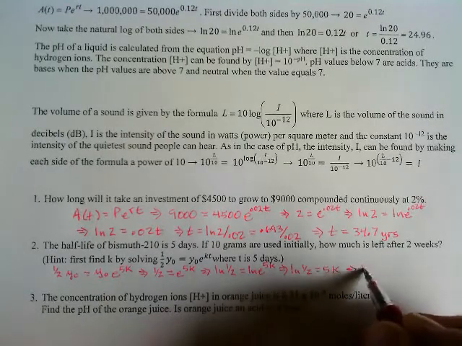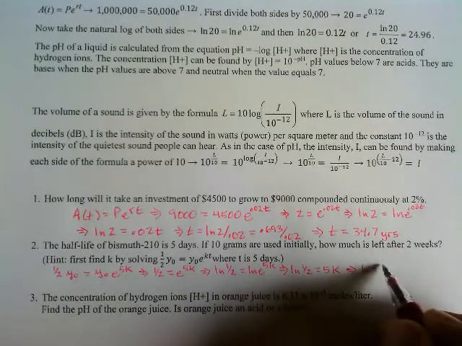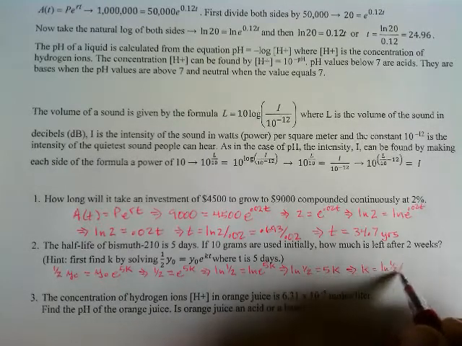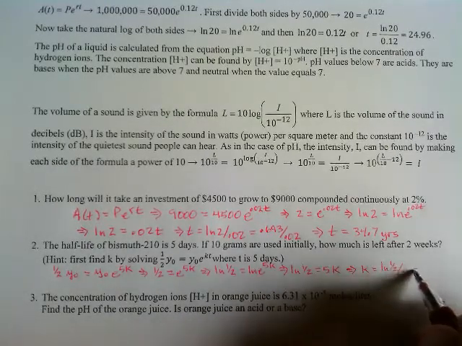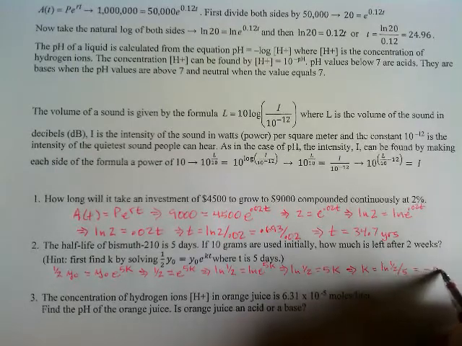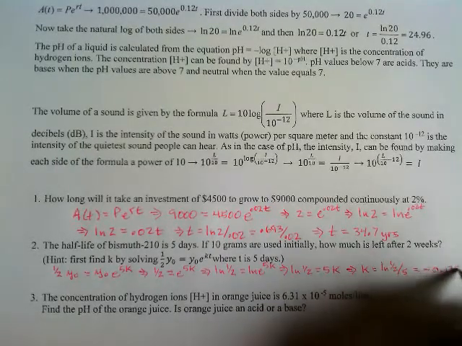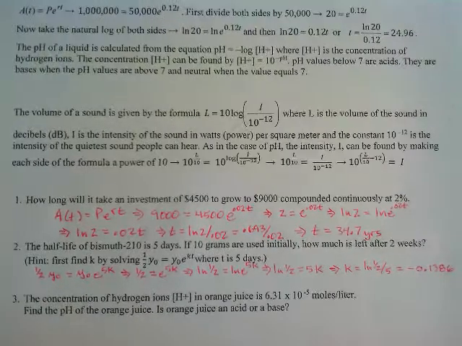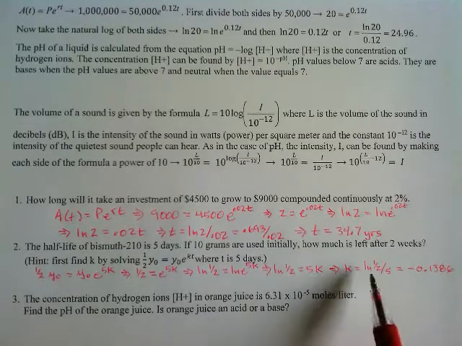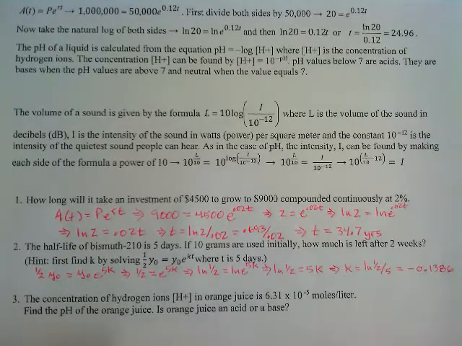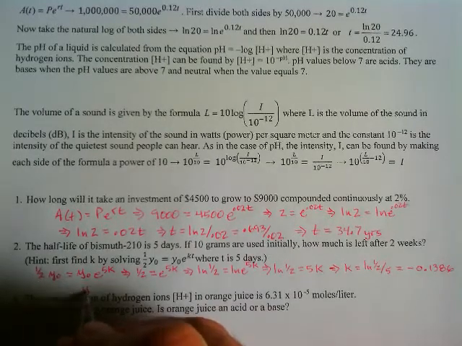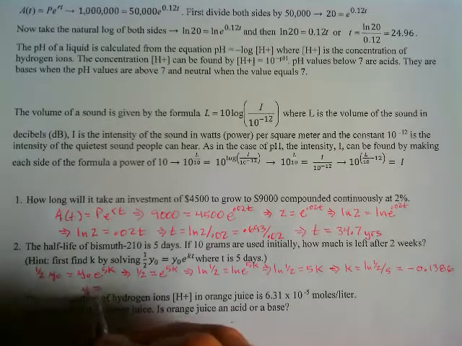And therefore, k equals ln 1/2 over 5, which is equal to negative 0.1386. By the way, when you are doing ln, if you have fractions less than 1, you will get negative numbers for that. So now that we have what our k is, we can rewrite our formula to be 10.